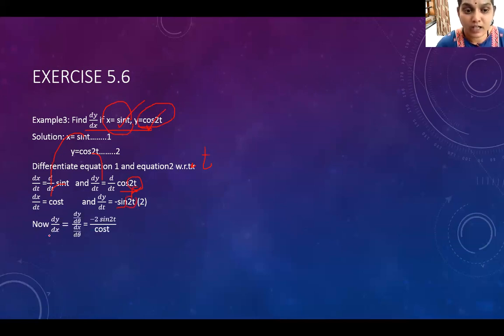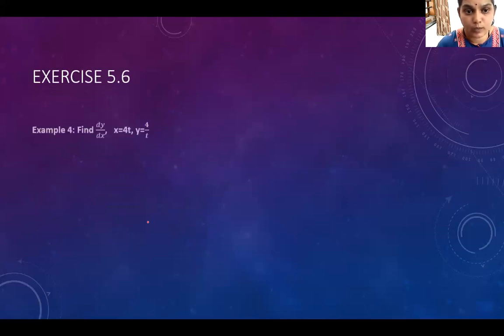Now, I want dy by dx, which means it is the ratio of dy by dt divided by dx by dt. So, I have minus 2 sin 2t in the numerator and cos t in the denominator. Then, as usual, sin 2t can be written as 2 sin t cos t. I have here cos t get cancelled. I'll end up with minus 2 into sin t is the required dy by dx.